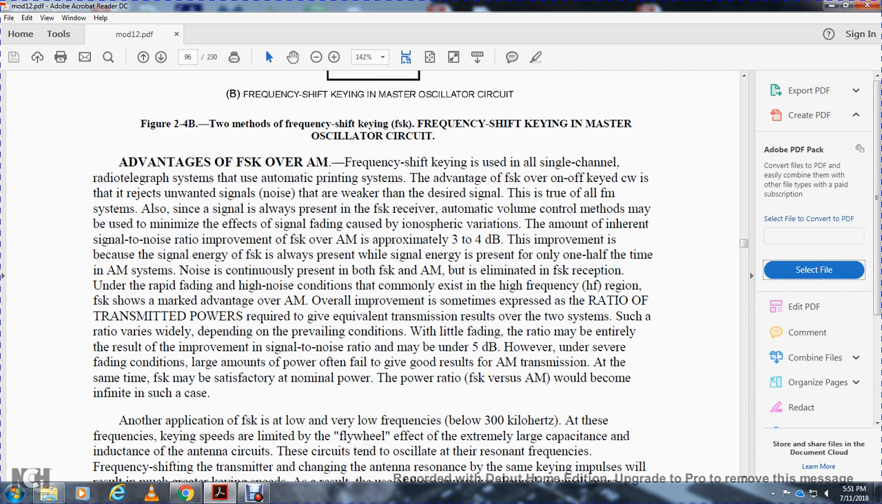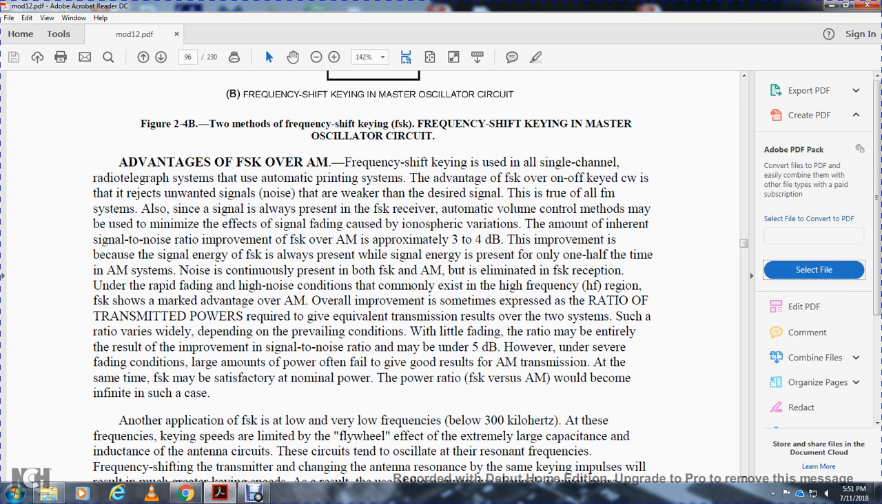Overall improvement is sometimes expressed as the ratio of the transmitted power required to give equivalent transmission results over the two systems. Such a ratio varies widely depending on the prevailing conditions. With little fading, the ratio may be entirely resolved with an improvement of the signal-to-noise ratio that may be under 5 decibels.